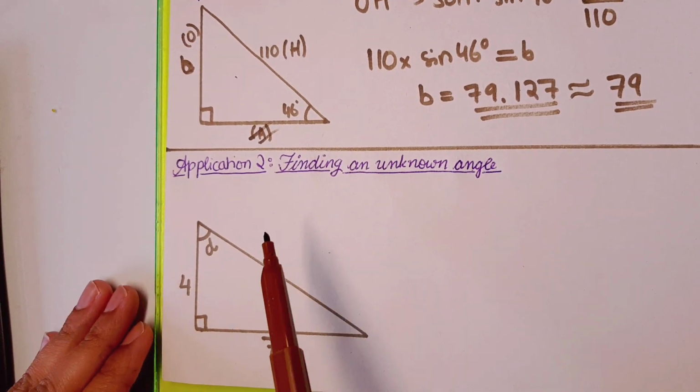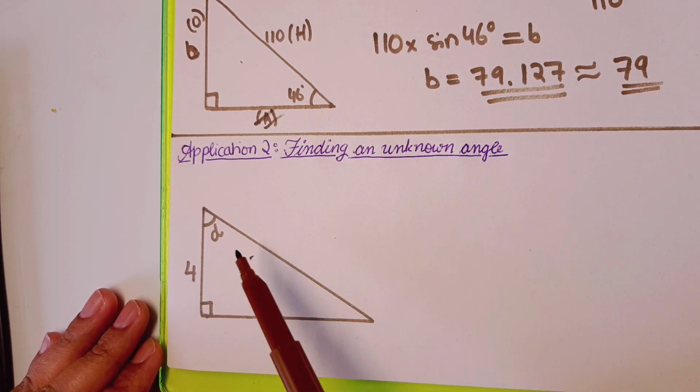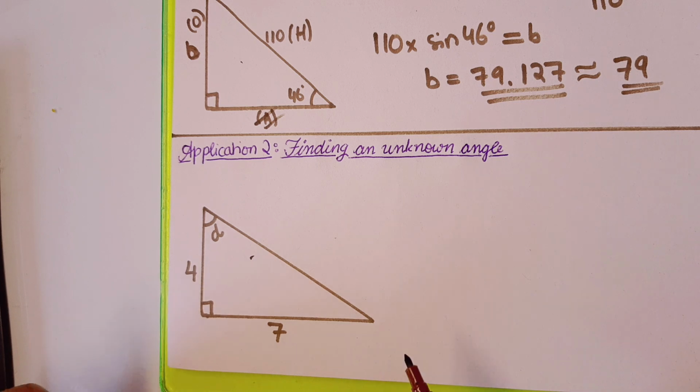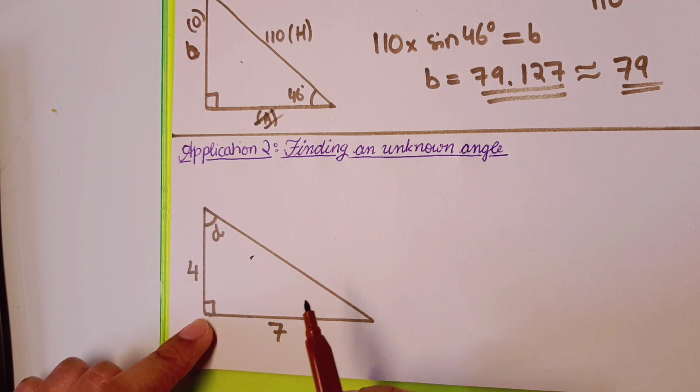Now, the other application that we have is finding an unknown angle when we're given two sides. So here we're given this side and this side. And how do we solve this problem? Well, again, we use the same method.